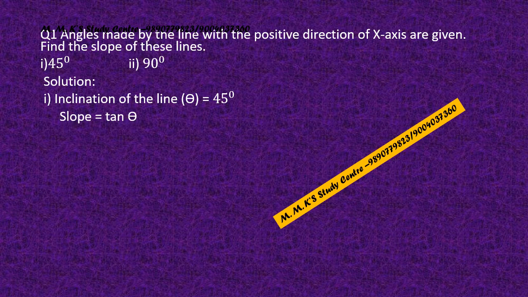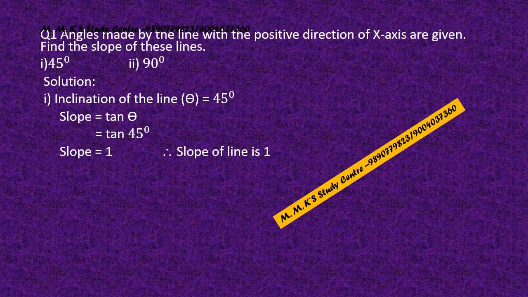Question 1 solution. Inclination of the line, that is theta, is 45 degrees. Therefore, this formula we will use: slope is equal to tan theta. Theta value is given to us as 45. So tan 45 is nothing but 1. Do you remember the trigonometry table? On the basis of the trigonometry table, tan 45 is 1. So therefore the slope of the line is 1.